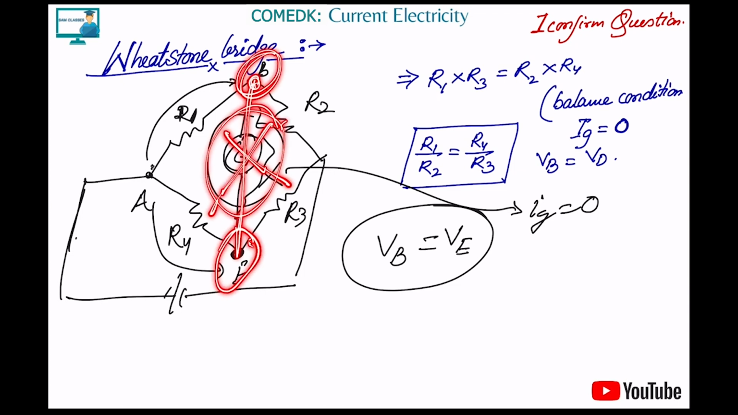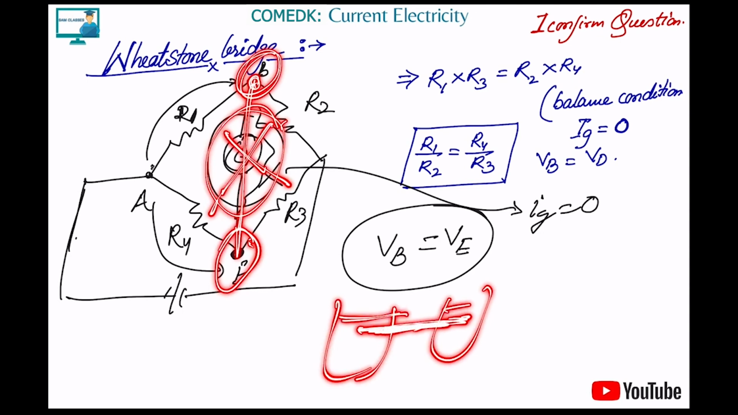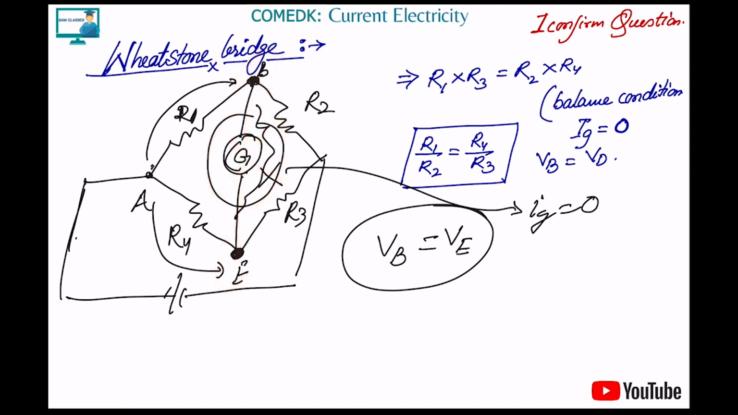If the potential is the same, let's say two jugs are there and the water is fully filled. You connected a pipe. So will anything go? The same height, so no pressure. If there is no difference in the potential, why will electrons go from here to here? Nobody will go.